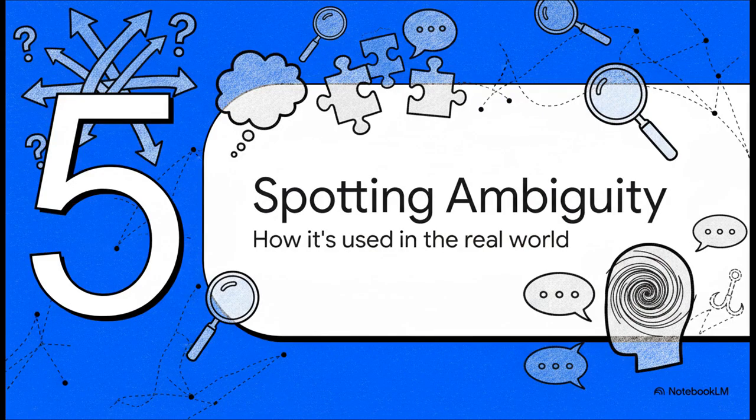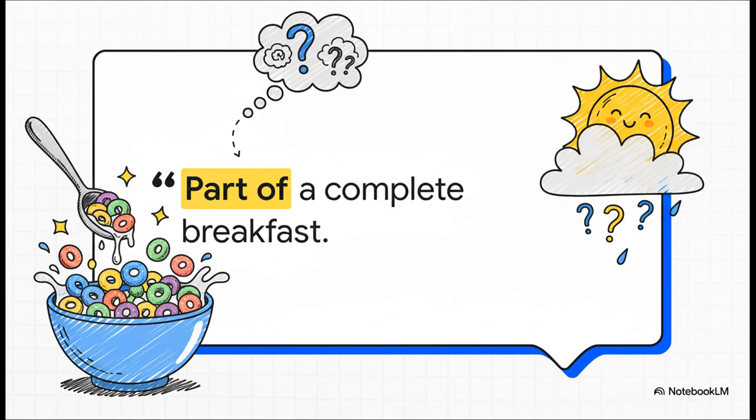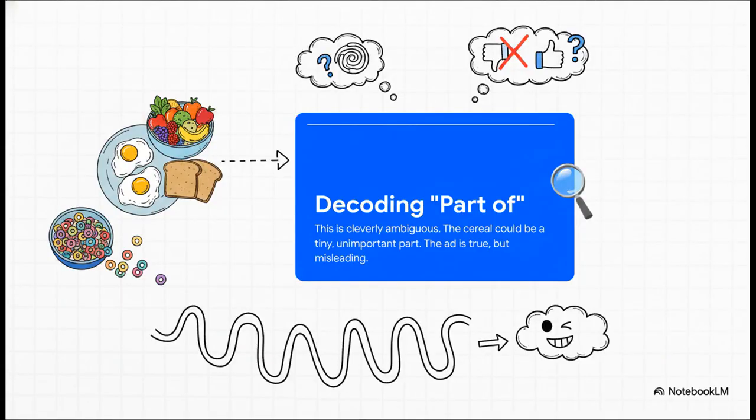Now that you know what to look for, let's bring this into your daily life, because I promise you, once you learn how to spot ambiguity, you are going to start seeing it absolutely everywhere, especially when someone is trying to sell you something or persuade you. You have 100% heard this phrase before, probably during a commercial for some super sugary kid cereal, part of a complete breakfast. It just sounds so wholesome and responsible, doesn't it? But let's actually decode what that means. That little phrase, part of, is brilliantly ambiguous. I mean, it could be a tiny, insignificant, sugary part of an otherwise incredibly healthy breakfast that includes fruit and eggs and whole wheat toast. The ad isn't really lying. It's technically true, but it's using that ambiguity to mislead you, to make you think the cereal itself is way healthier than it actually is.